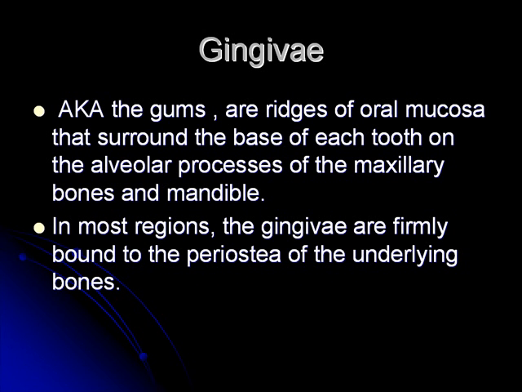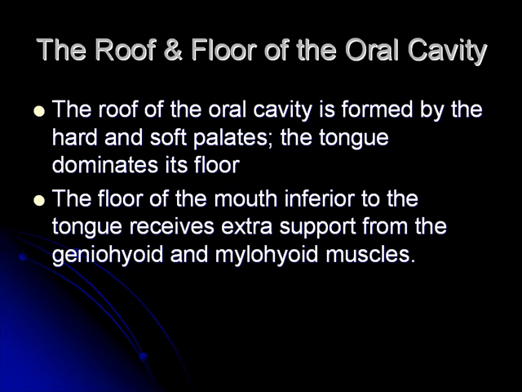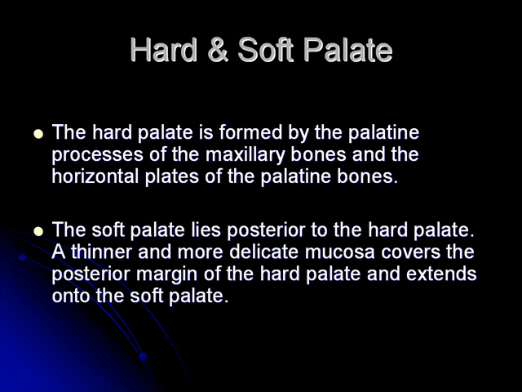The gingiva, another portion of the oral cavity, also known as the gums, are ridges of the oral mucosa that surround the base of each of the teeth, over the alveolar processes in the maxillary bone and the mandible. Now the roof and floor of the oral cavity. The roof of the oral cavity is formed by the hard and soft palate. The tongue dominates the floor. The floor of the mouth, inferior to the tongue, receives extra support from the geniohyoid and the mylohyoid muscles.